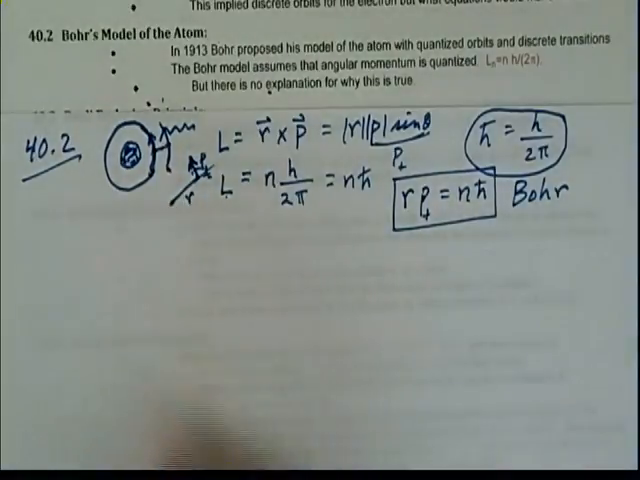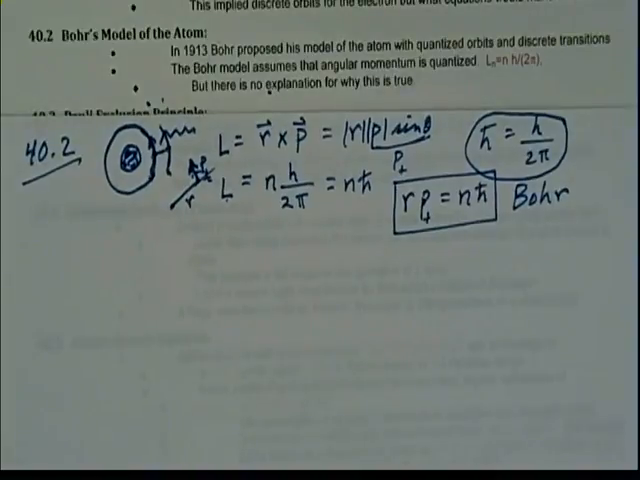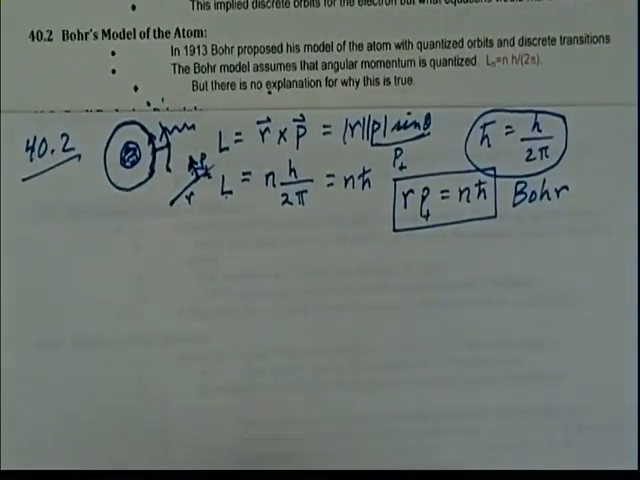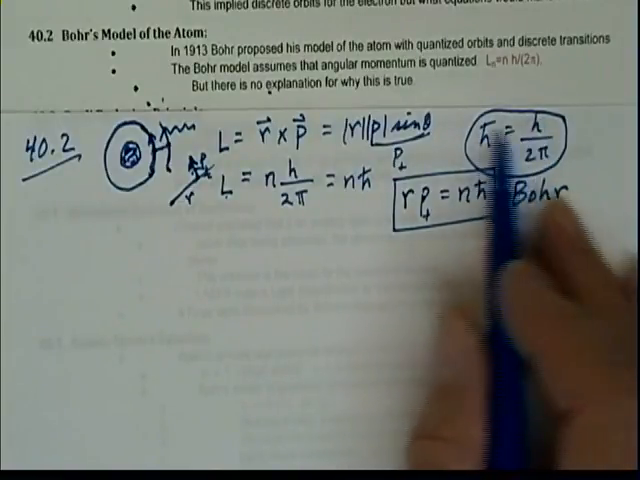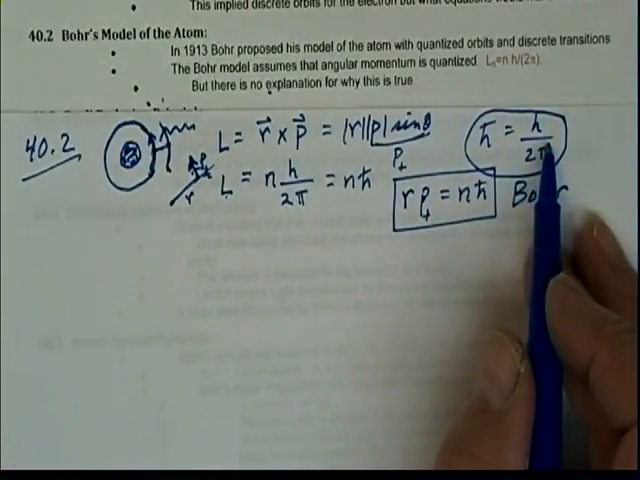So this gives us our fixed orbits, and Bohr showed that this actually worked. But he had no idea why it worked. Why would the angular momentum only occur in these quantum amounts?